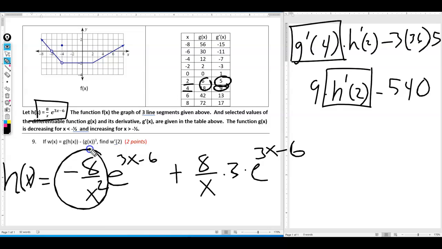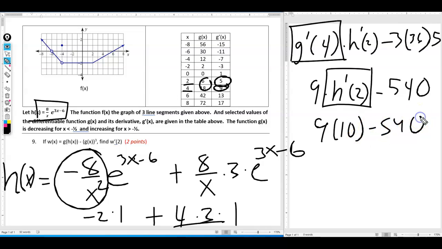If we plug 2 in here, we're going to get negative 8 over 4, which is negative 2. Then 8 over 2 would be 4 times 3, so we have 12. Yeah, we did that earlier. It's 12 take away 2, which is 10. So 10 times 9 is 90, and 90 take away 540 is going to be negative 450.